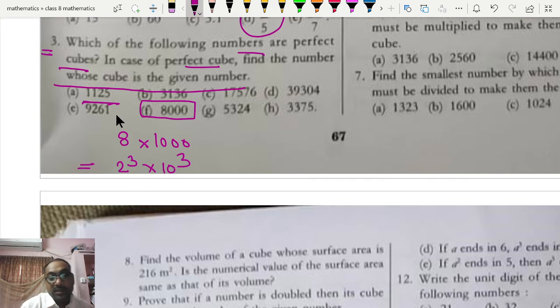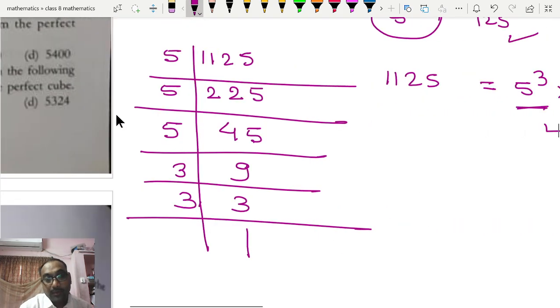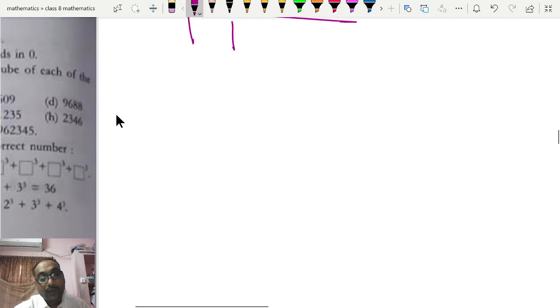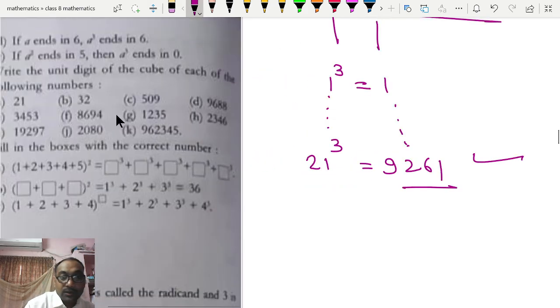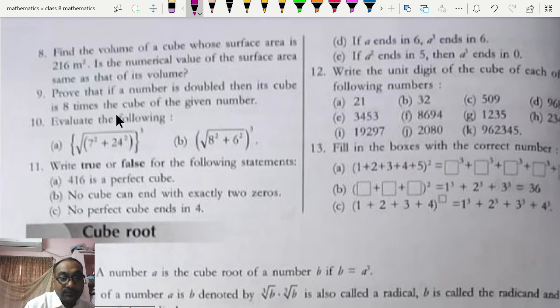I have already told you to learn perfect cube numbers from 1 to 21. 1 cube is 1 and 21 cube is 9261. So 1 cube to 21 cube you have to learn. If you learn these numbers, it will be very helpful to you.